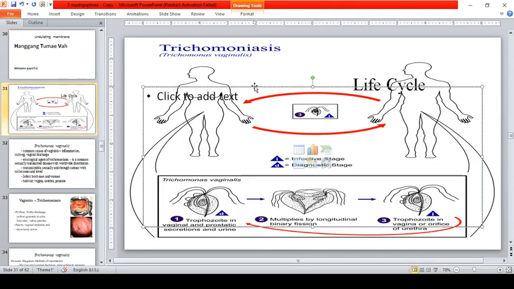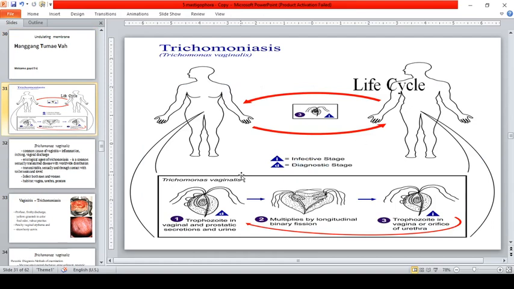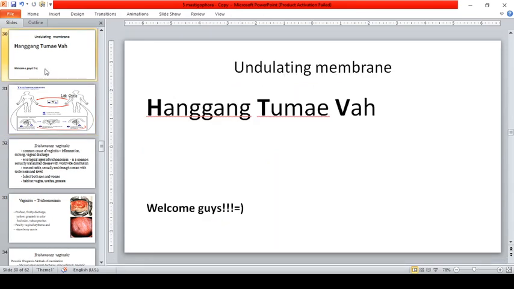Okay, so we go to the life cycle. So, if you have noticed guys, the three Trichomonas that we discussed, they do not have a cyst stage. Okay, wala silang cyst. Trophozoite lang ang meron sa kanila na stage.